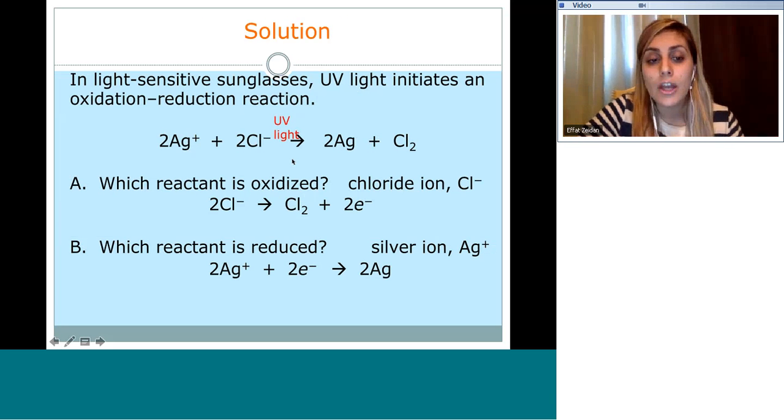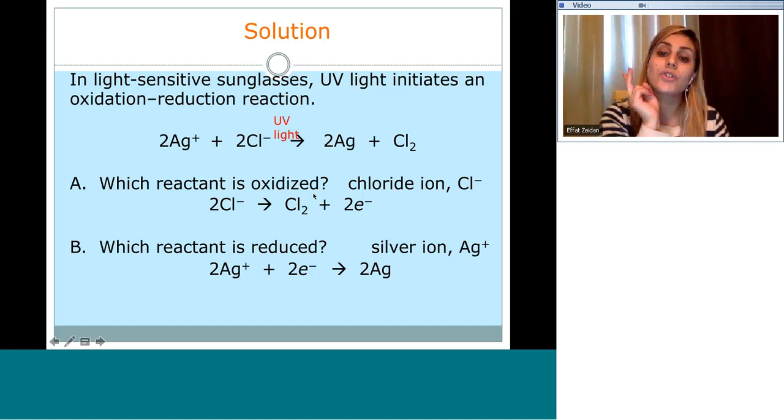Okay? So 2Cl-, again, before we write the oxidation and reduction reaction, we have to balance our entire equation and then write the individual half reactions. So 2Cl- giving us Cl2 plus 2 electrons, because each Cl has 1 electron, right?